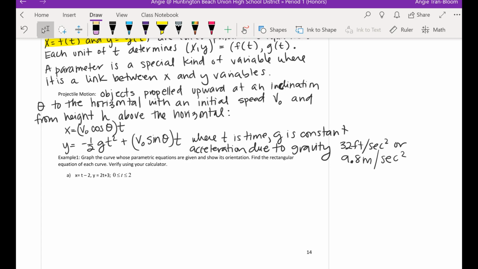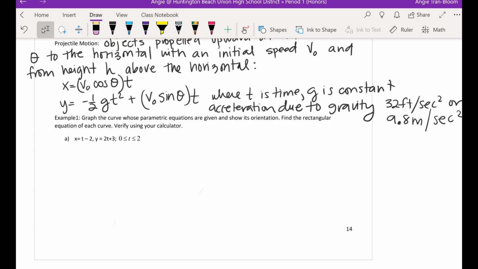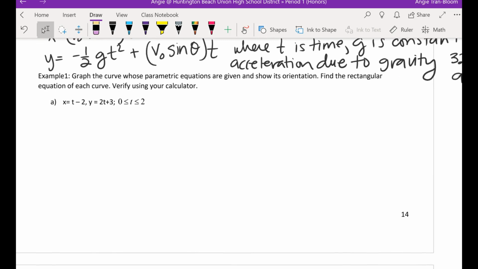We will stop the video here. Okay, here we go. Graph the curve whose parametric equations are given. Show its orientation, super important. Find the rectangular equation of each curve, and then verify using your calculator. This piece right here, we are going to do in class right now. We're going to do everything without the calculator.